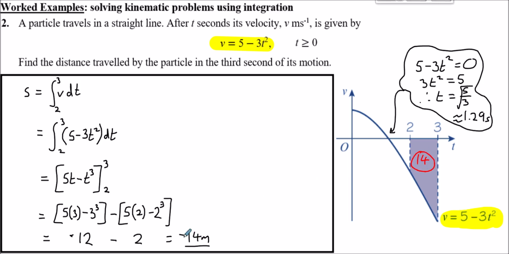So although the displacement is minus 14, the distance travelled is positive 14. So using this sketch to help us, and this information here, we can therefore deduce that the distance travelled must be 14. Distance, underlined in bold, to make it clear we're not talking about displacement, distance travelled is 14 meters in that third second.